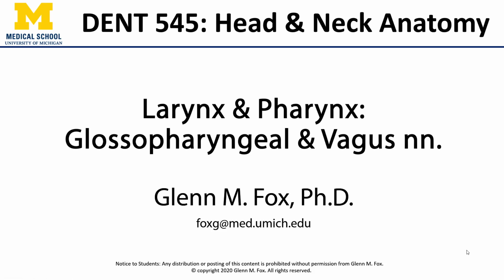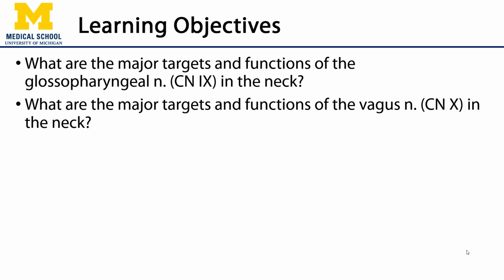Hi, let's talk about the glossopharyngeal and vagus nerves as they pertain to the larynx and the pharynx. In this video, we'll talk about the glossopharyngeal cranial nerve number 9 and the vagus cranial nerve number 10's major targets and functions in the neck.